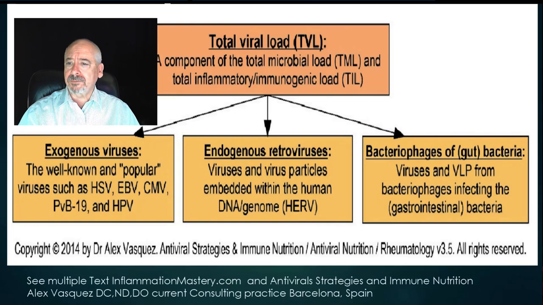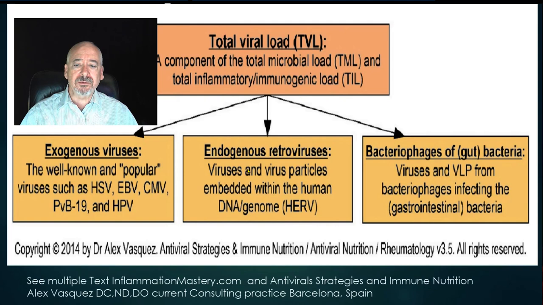From Dr. Vasquez's book, Antiviral Nutrition, it's important to understand when he makes the point that when we talk about total viral load, what we're looking at is actually three different groups of viruses that we typically don't really think about, because most of the time we think in terms of the exogenous viruses, the viruses that come to us from the outside. So this is going to be your examples of the Epstein-Barr virus, the cytomegalovirus, the Parvo-19 virus, the human papillomavirus, viral infections like the mumps, the measles, chickenpox that we get from the outside. That's one group of viruses we're dealing with. And they're individual because not everyone has had the exact same exposure rate to viruses.